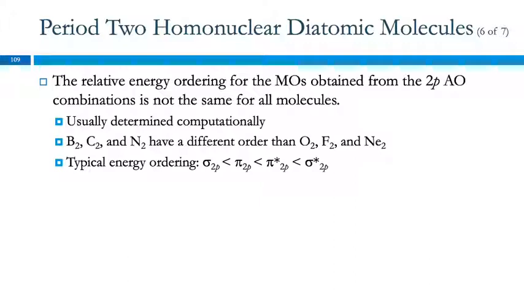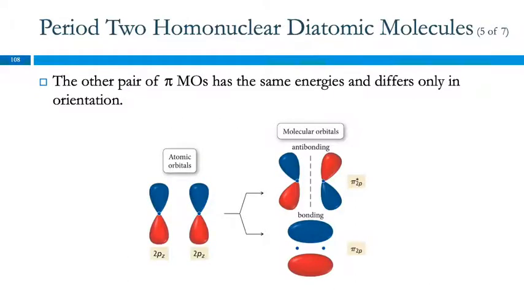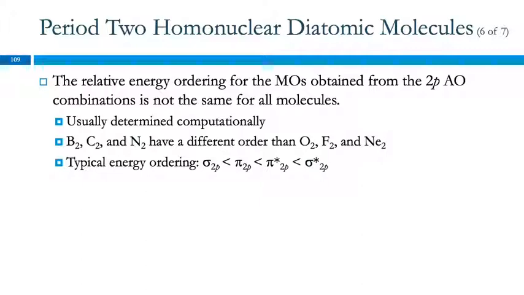Okay, so did I skip something? No. So when we overlap p orbitals, we have 3 p orbitals from each atom, and we're going to end up with a total of 6 orbitals. We're going to have bonding and anti-bonding orbitals. Some of them are sigma, some of them are pi.